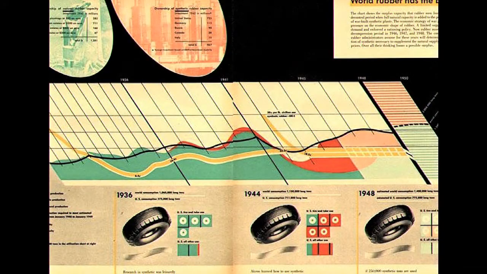So Ladislav Sutnar, on the next slide, is the first real practitioner of information design as we think about it, and I think he's also probably the first one to use information design to actually advertise products like he's doing here.